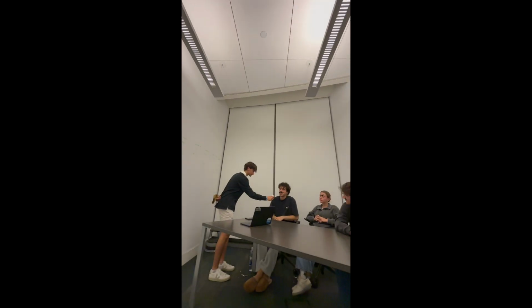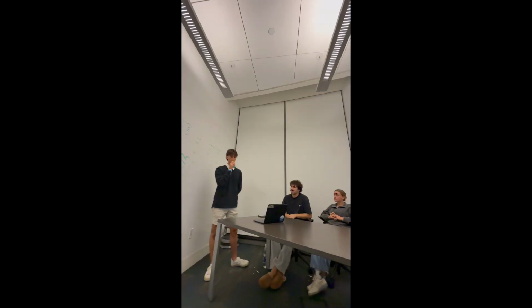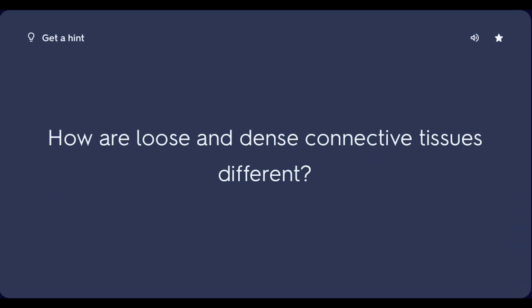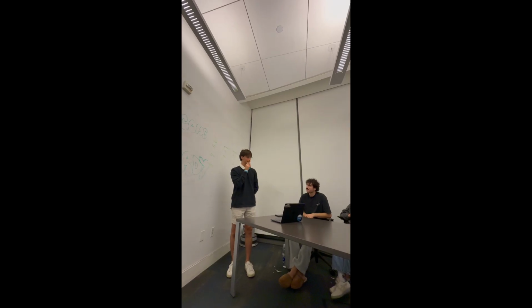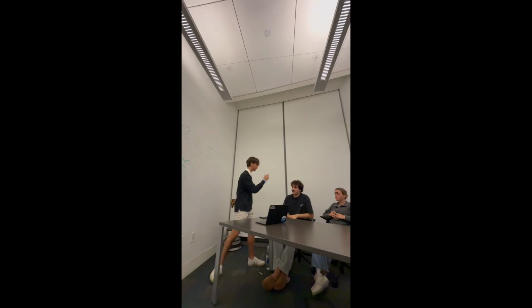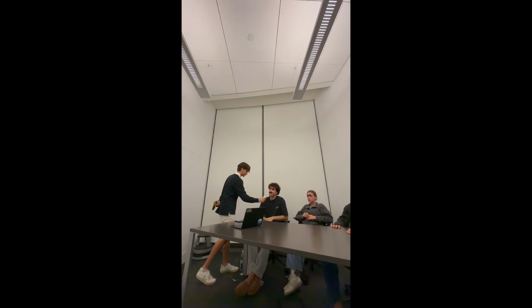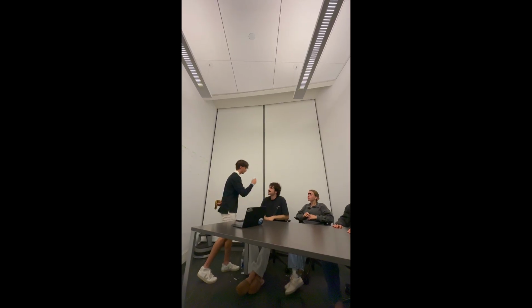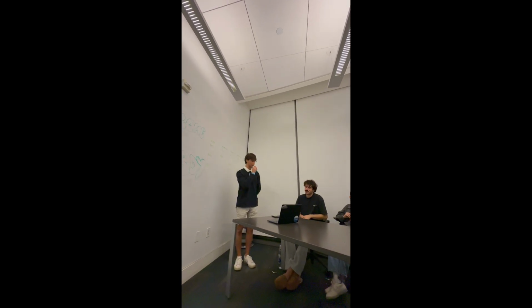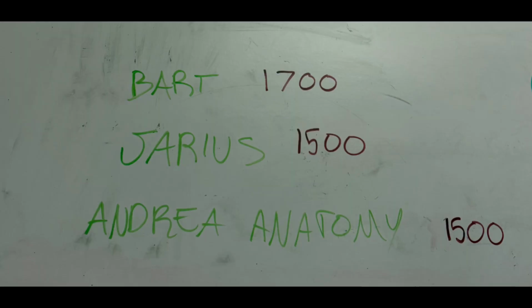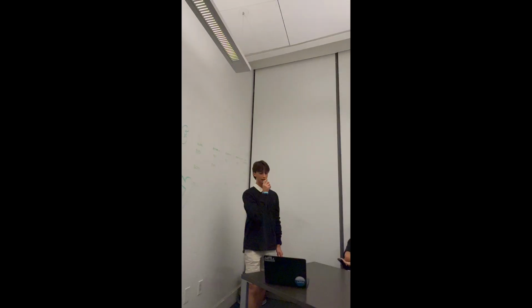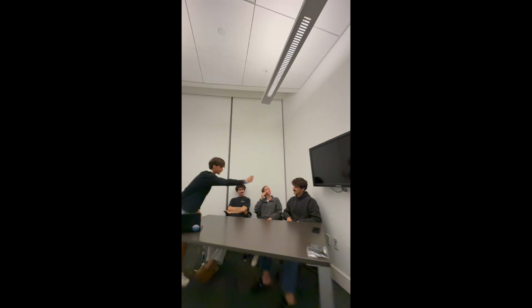I would like connective tissue for 300, please. Connective tissue 300. How are loose and dense connective tissue different? In loose connective tissue, much of the area is taken up by ground substance, while in dense connective tissue, fibers fill the spaces between the cells. Wow, well done. That was a very good answer, Jarius. Now over to Bart.